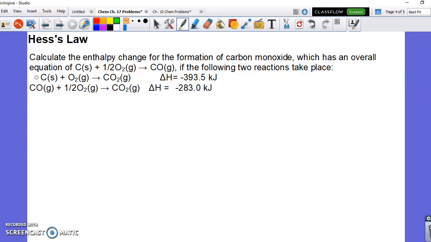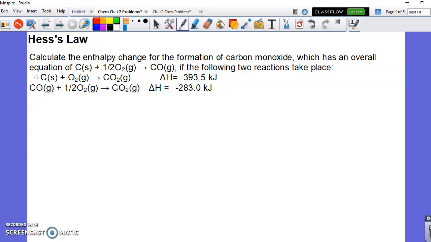Our first one says, calculate the enthalpy change for the formation of carbon monoxide, which has an overall equation of solid carbon plus 1/2 O2 as a gas will give us carbon monoxide as a gas as well, if the following two reactions take place, and you can see those reactions here. Now I know you're probably wondering why we can all of a sudden have fractions as coefficients. I don't have a good enough answer for you, so just move past it.